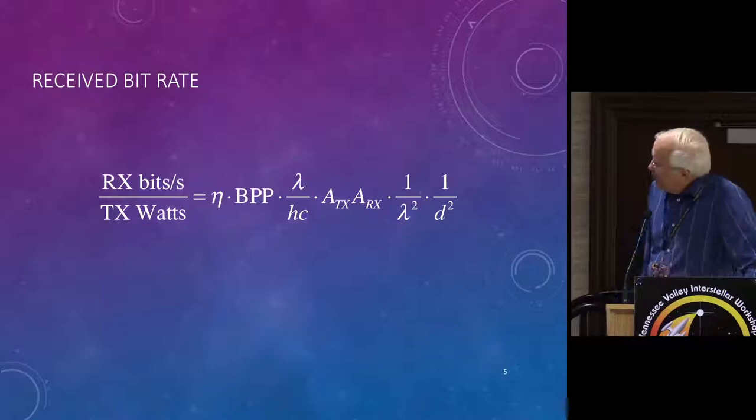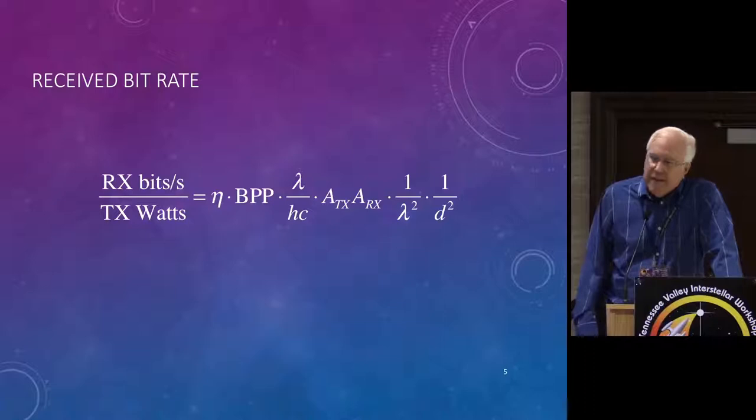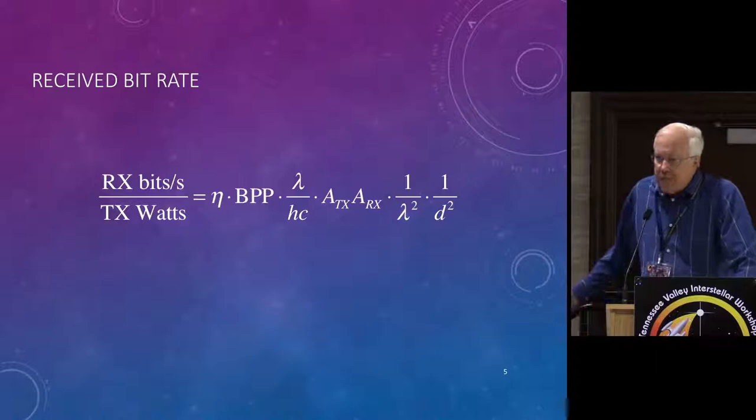Another is the bits per photon. The greater the photon efficiency we can achieve, the smaller the aperture we can get away with. So for example, if we increase the bits per photon by 1 order of magnitude, then we reduce the aperture area by 1 order of magnitude.